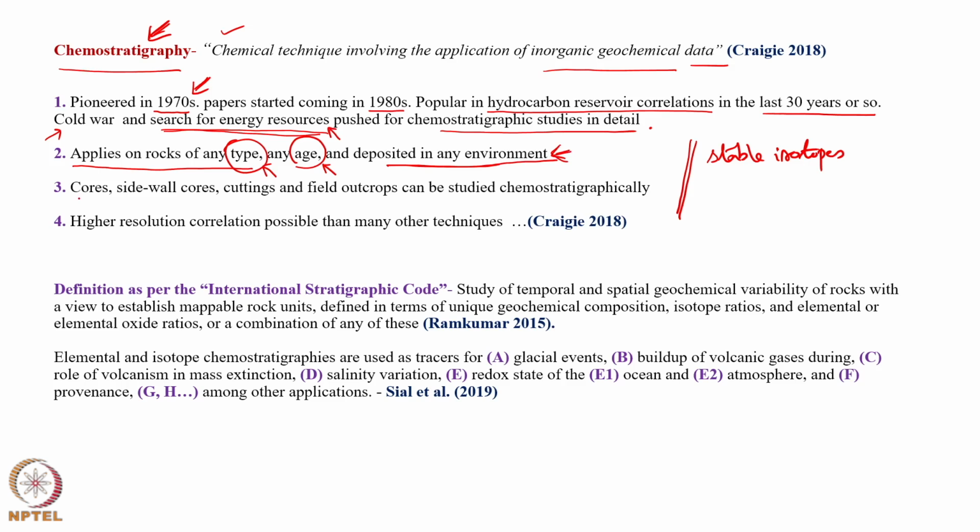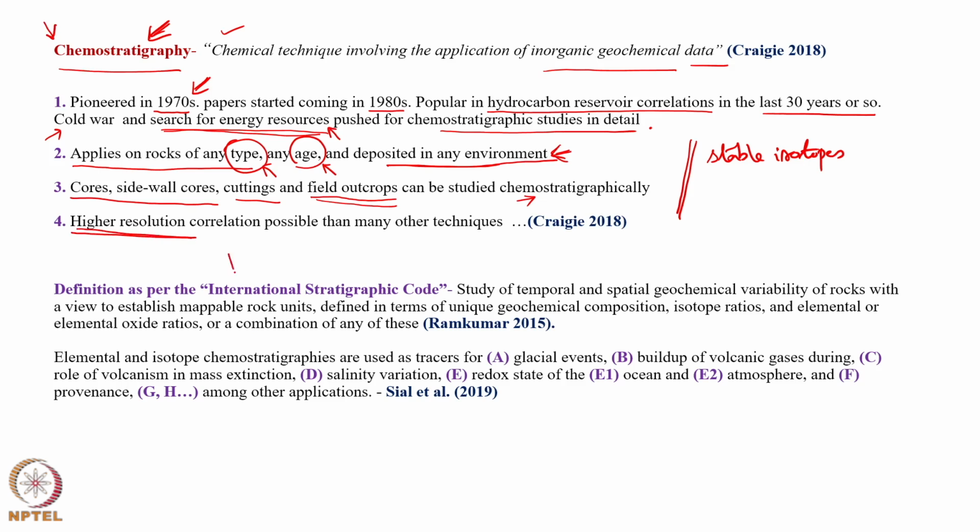Drilling might be done to sample. If we are interested in subsurface rocks, then cores become important and the cuttings are used to analyze for geochemistry. Field outcrops, if required, can be hammered and can be studied for chemostratigraphy. The advantage of chemostratigraphy is that here we can attain higher resolution of correlation.